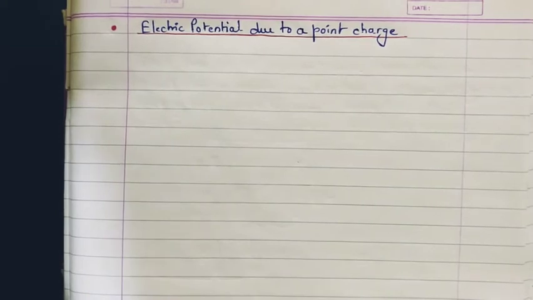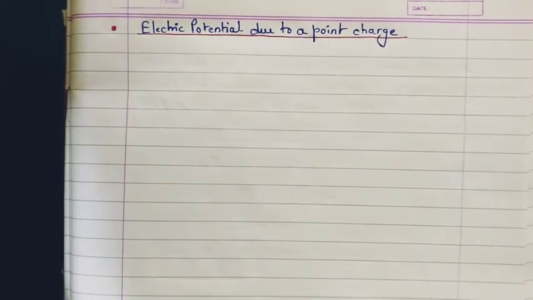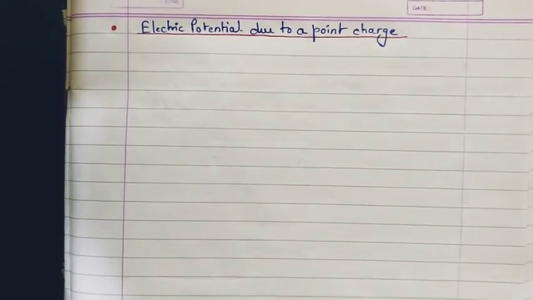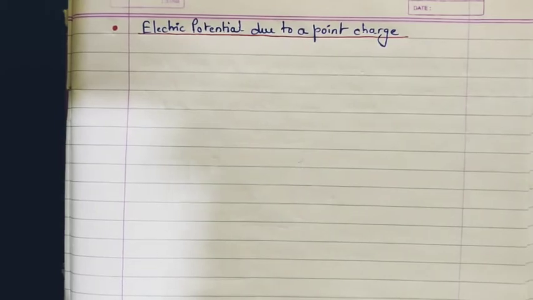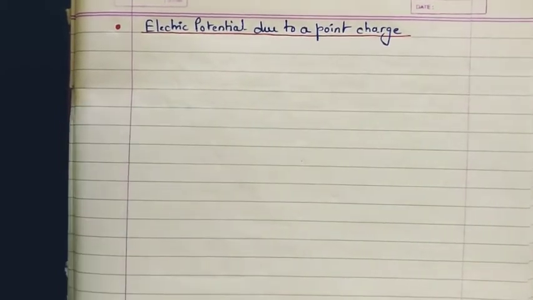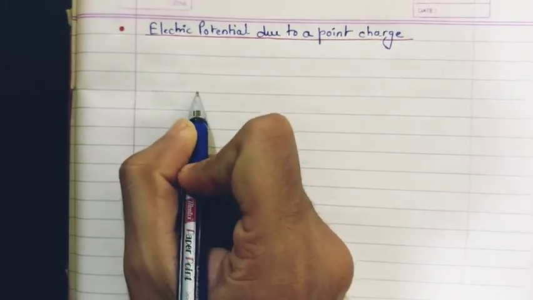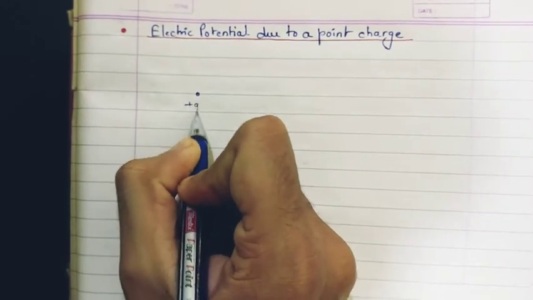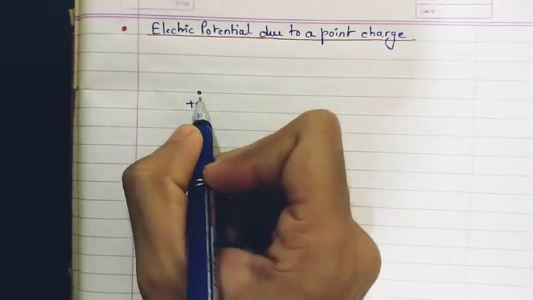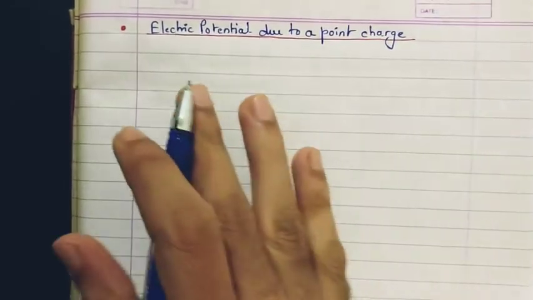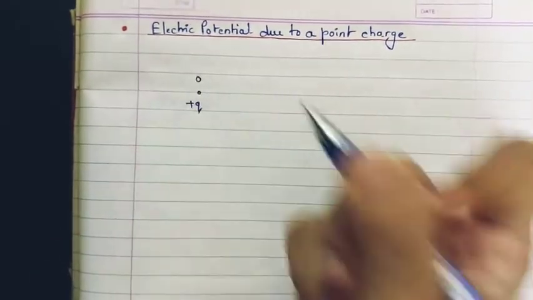We also saw that the SI unit of electric potential was volt. Today's class, we are going to learn one derivation, that is to find out the electric potential at a point due to a point charge. So for that reason, let us consider a point charge plus Q. So let's say this is my point charge plus Q, which is placed at the origin. Let's say this origin is O.